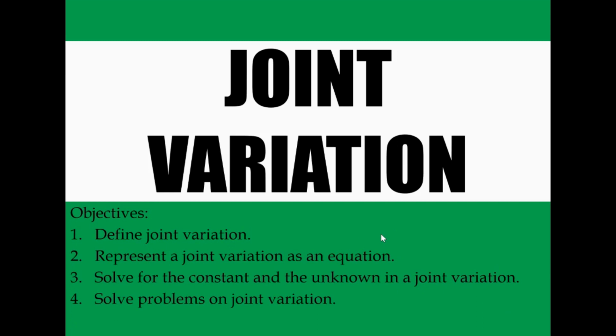So to start with, let us first discuss joint variation. The objective of this topic is for you to define joint variation, represent a joint variation as an equation, solve for the constant and the unknown in a joint variation, and solve problems on joint variation.